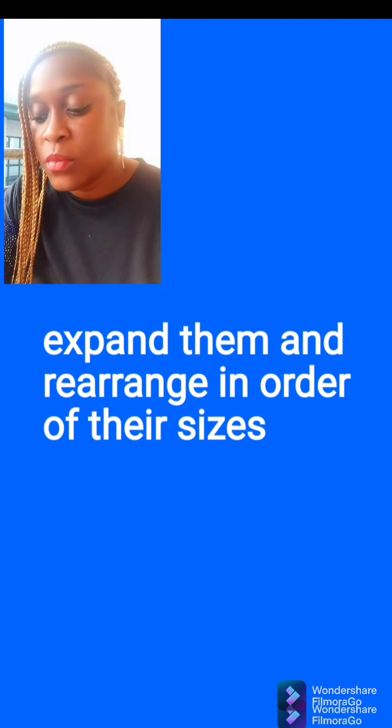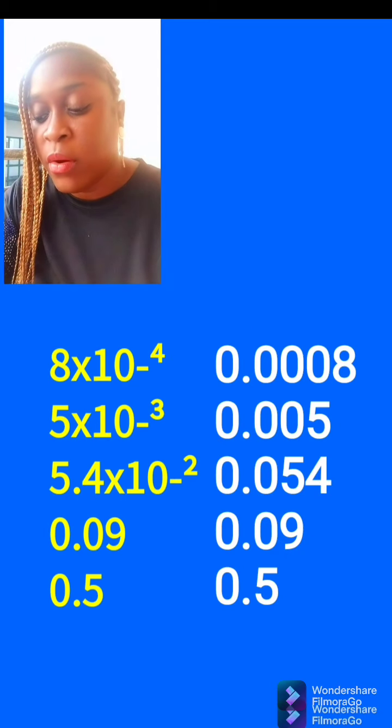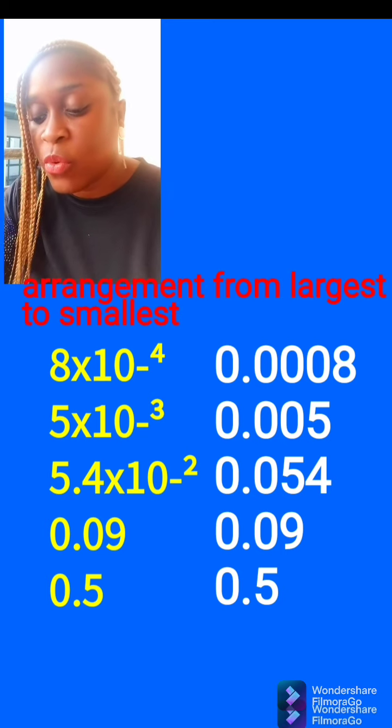So obviously 8 times 10 raised to minus 4 is smaller, while 5 times 10 raised to power minus 3 is next, and then 5.4 times 10 raised to power minus 2 is next in line, followed by 0.09 and finally 0.5. So if we arrange it, that is how it's going to look.